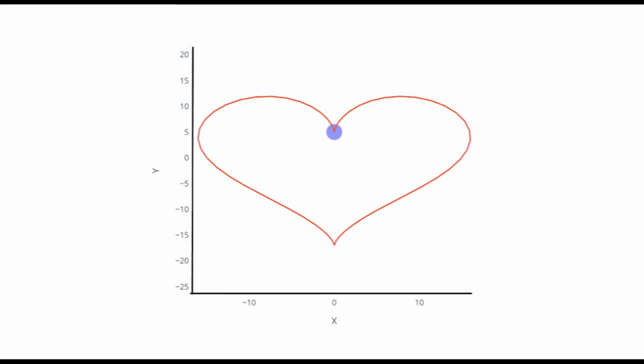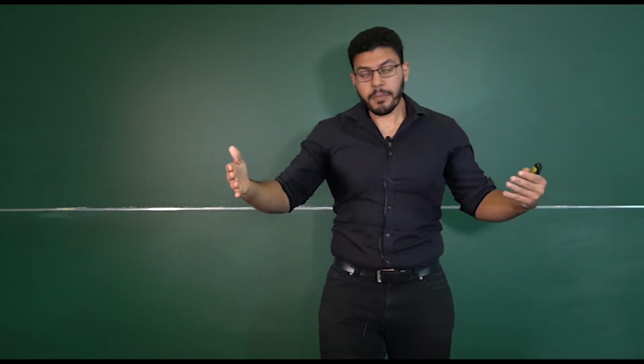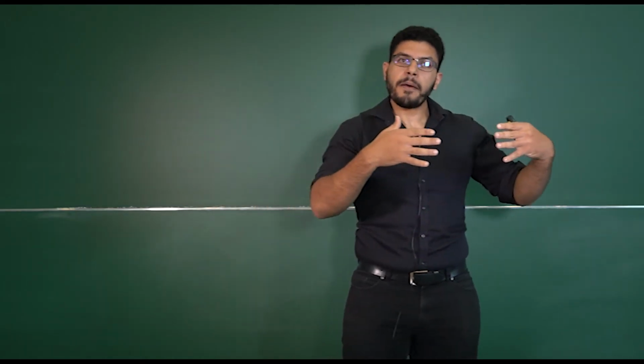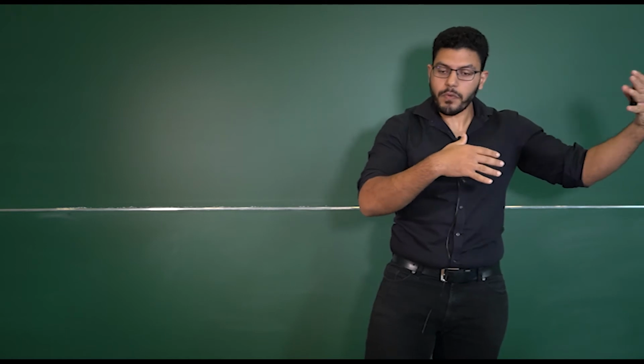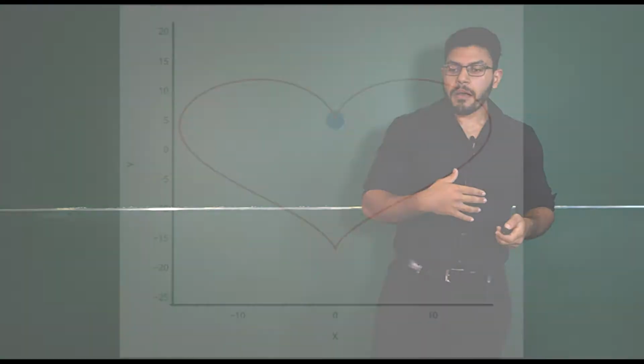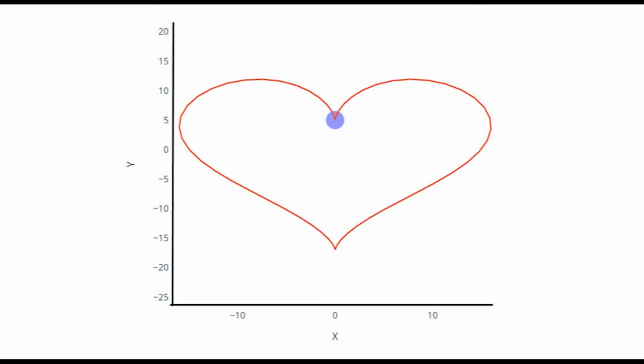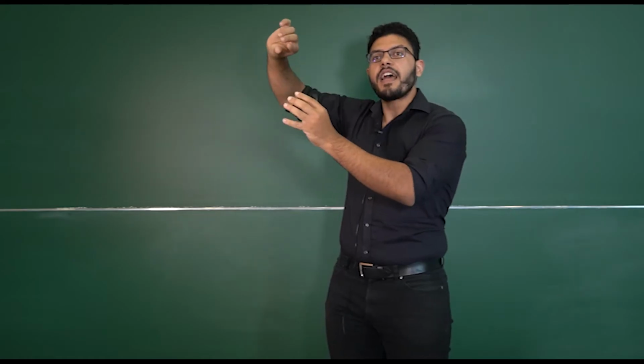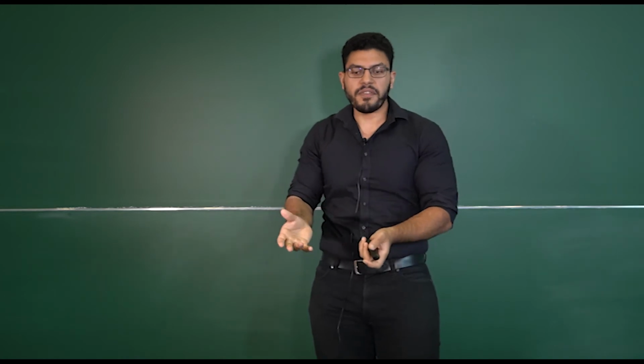This is a function that has its input called t, and it maps to x and y. It's actually two functions that map to x and y. And by changing the value of the parameter, we can have this kind of heart made by the function.